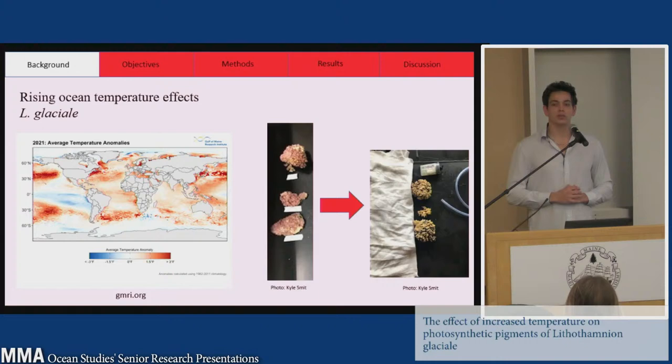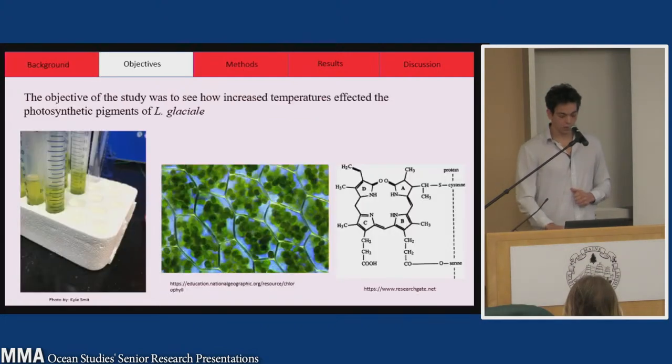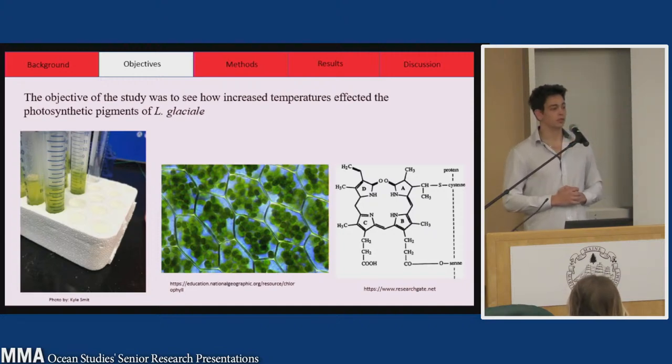And I believe it is important to know how heat will impact this organism, because this organism does not only provide energy and oxygen to its environment, it also removes CO2 that is entering the environment, and it acts as a habitat for the creatures inhabiting the Gulf of Maine. With that being said, the objectives of this study were to see how temperature affects the photosynthetic pigments of Lithothamnion glaciale.